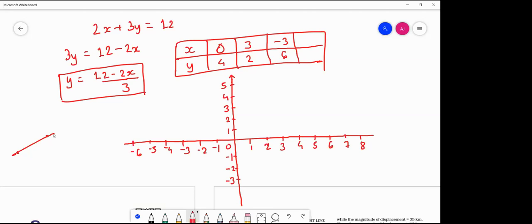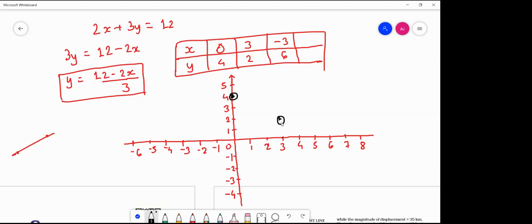Okay. Now what happens after you find at least 2 points, then try to plot it on graph. So when x equal to 0, y equal to 4, where will be 0 comma 4? We always plot x coordinate first. So 0 comma 4 will be on y axis. Then second point 3 comma 2. So first 3 is here on x axis and the 2 will be above. So it will be 3 comma 2.